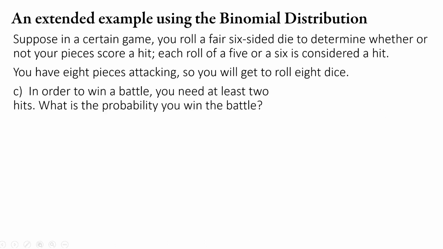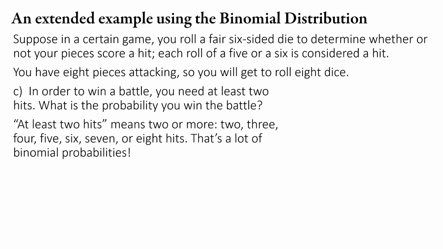Last example. In order to win a battle, you need to roll at least 2 hits. What's the probability you win the battle? Now, at least 2 hits means 2 or more. So that's 2 hits or 3 hits or 4 or 5 or 6 or 7 or 8 hits. That's a lot of binomial probabilities to calculate. It would be a hassle.